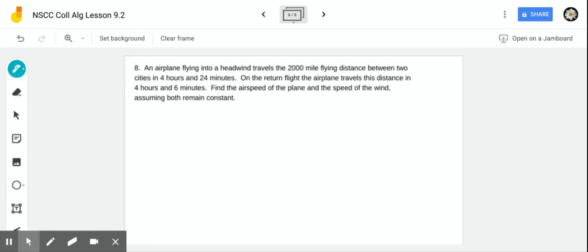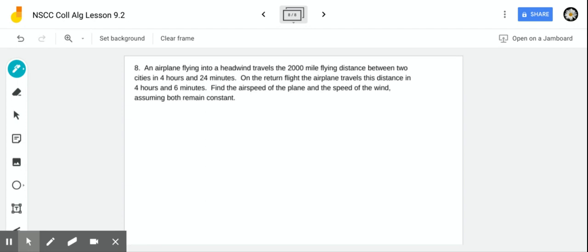In number 8, we have an airplane that is flying into a headwind. It's going 2,000 miles between two cities. It takes 4 hours and 24 minutes. Then it comes back and it travels the same distance in 4 hours and 6 minutes.